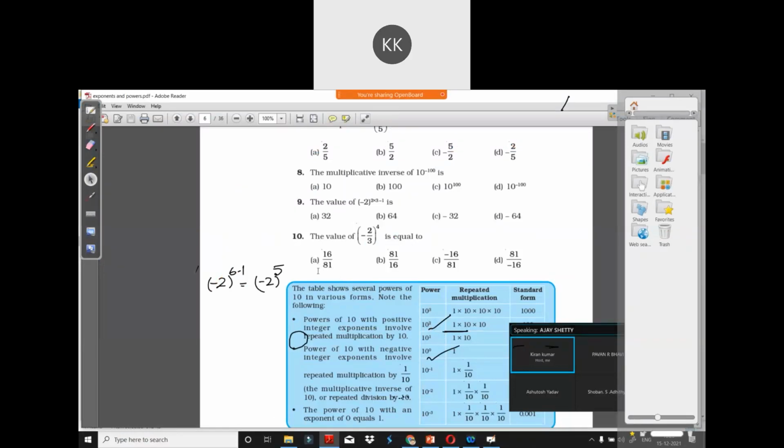Question 10 we shall solve. The value of minus 2 by 3 to the power 4 is equal to. If you look at the power here, it's an even number, so the answer should be positive. That's what you should understand. Option A, sir. So 16 by 81. Option A is the correct answer.